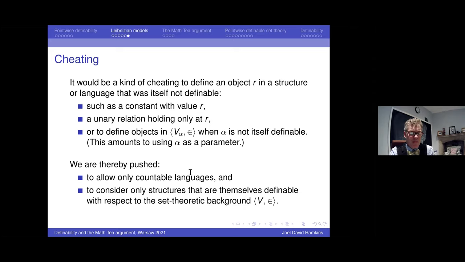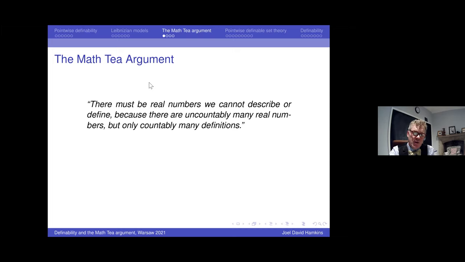Okay, so let's go back to the math T argument. There must be real numbers we cannot describe or define, because there are uncountably many real numbers, but only countably many definitions. So does it withstand scrutiny? And my answer is that it's complicated. And so let's talk about what I mean.